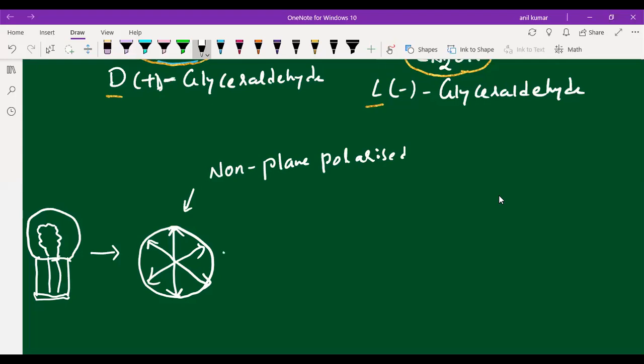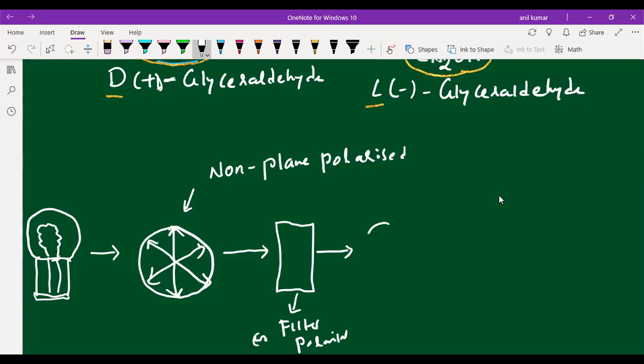When this non-plane polarized light is passed through a filter or polarizer, this filter will absorb light in all directions and it will transmit the light only in one direction, like this. Now this we call plane polarized light.